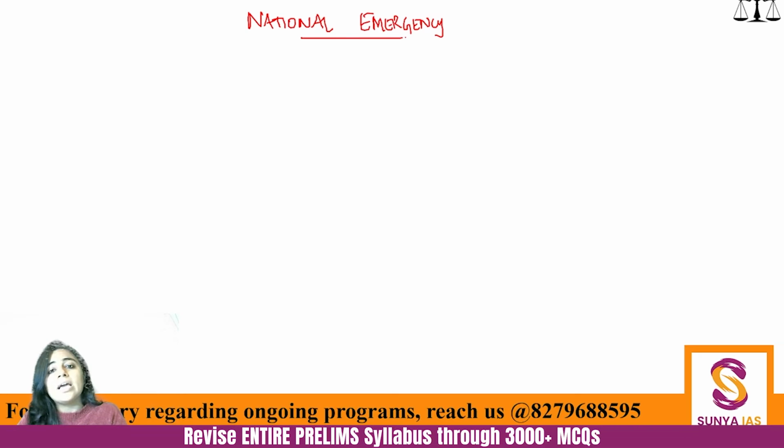Please note it down. See, there are three kinds of emergencies. There is national emergency, there is financial emergency, and there is state emergency, which is also called the president's rule. We are right now talking about the national emergency. And when we say the word emergency, mostly we mean national emergency only, unless it is specifically written that it's financial emergency or something. So proclamation of emergency means national emergency. Now, national emergency is given in part 18 of the Indian Constitution.